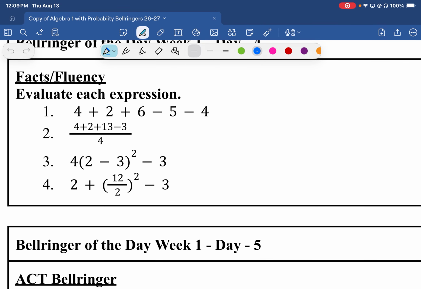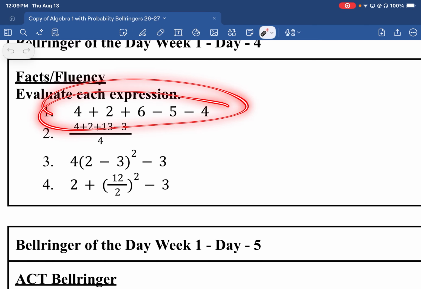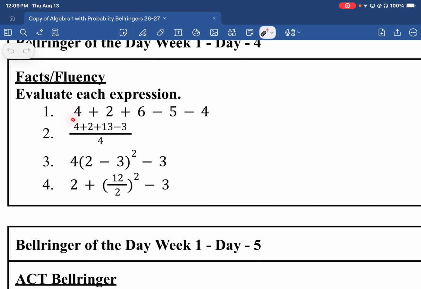We're going to start with number 1, and we're going to evaluate each of these expressions. So for question number 1, what do I need to do first in this problem? Okay, so I add 4 plus 2, which is 6. Plus 6 is 12. Minus 5 is 7. Minus 4 is 3.